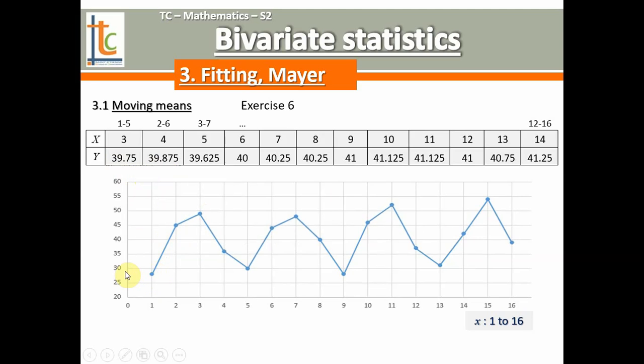You will calculate the first turnover times 0.5, plus the second one, plus the third one, plus the fourth one, plus the fifth one times 0.5. Overall divided by 4, of course, the sum of the coefficients: 0.5 plus 1 plus 1 plus 1 plus 0.5. The first moving mean equals 39.75. The second one, taking into account the 5 following points, has a mean of 39.875, and so on and so on and so on.